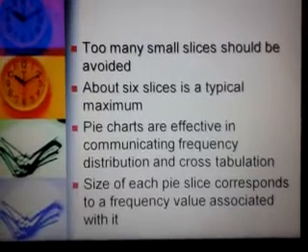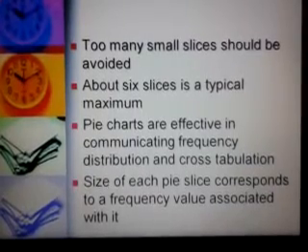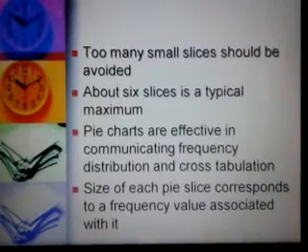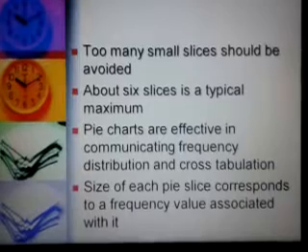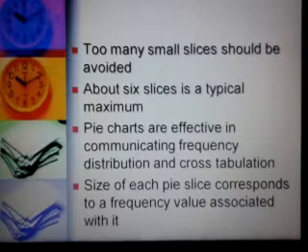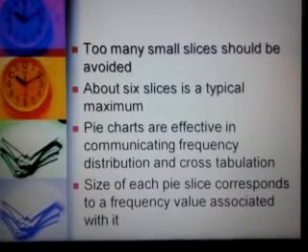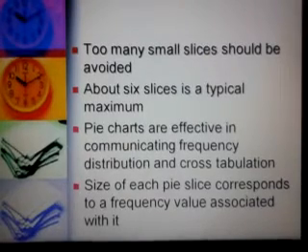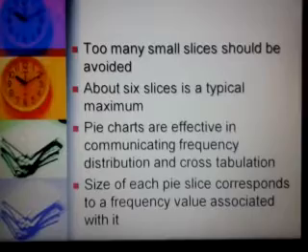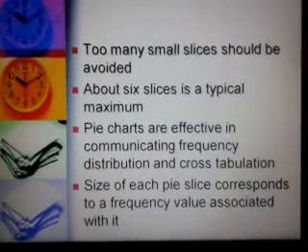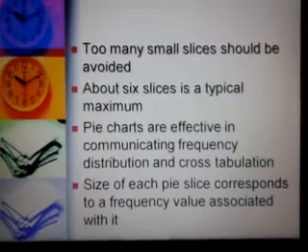Pie charts are effective in communicating frequency distribution and cross tabulation. Frequency distribution and cross tabulation can be represented using a pie chart. Just as in the example, if there are 100 students, 60 is the frequency for boys and 40 is the frequency for girls. So frequency distribution can be easily communicated using pie charts. It is a visual representation.